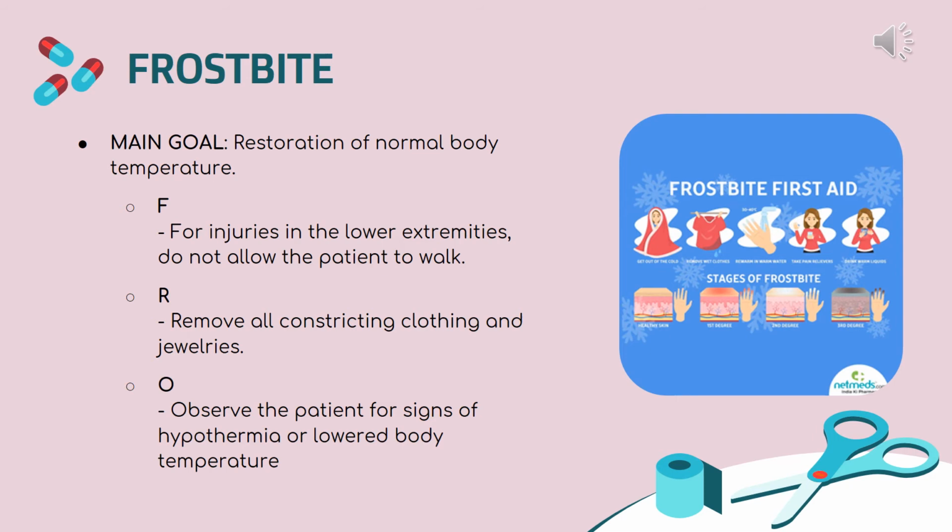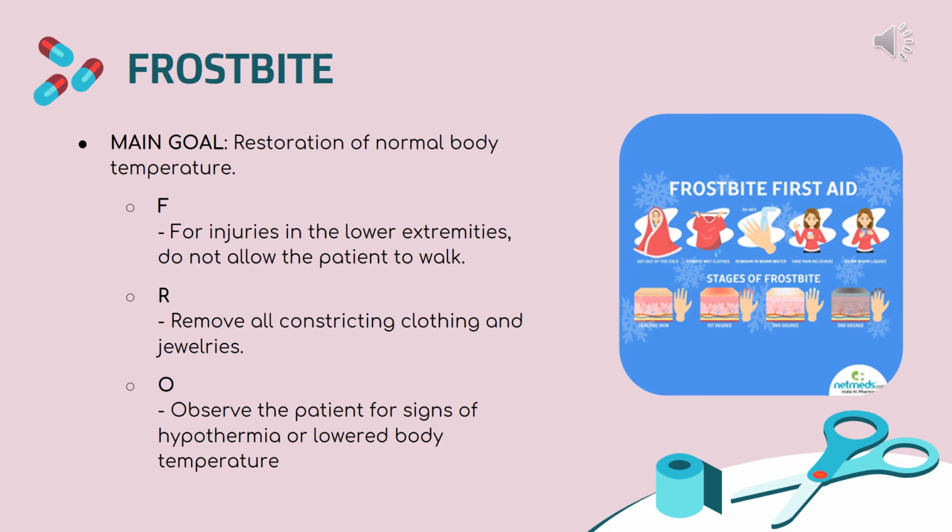F is for injuries in the lower extremities. Do not allow the patient to walk. Instead of letting the patient walk, move the patient from a cold area to a warmer place and shelter him or her from the cold. R stands for remove all constricting clothing and jewelries. And as I've stated in my previous interventions, these items may impair circulation.